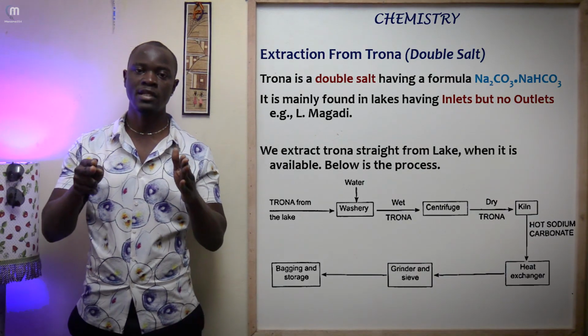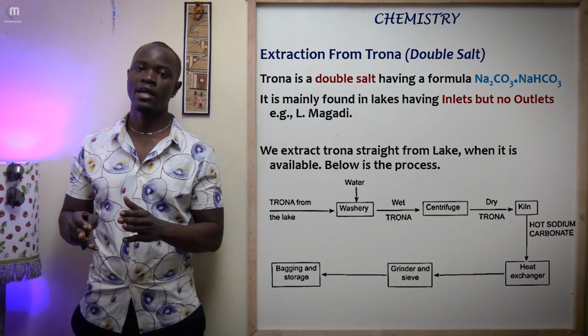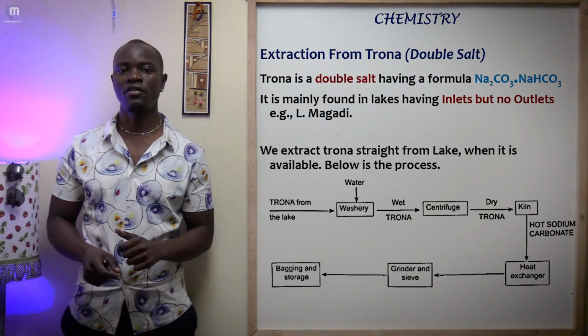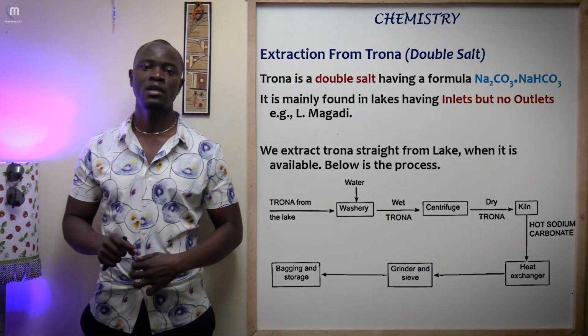And then this product is taken to the heat exchanger, whereby the temperatures are reduced. Then after that, the Trona is crushed. After crushing and grinding, it is now packaged and then taken to the consumers, to the market.